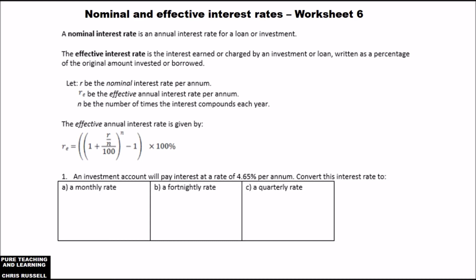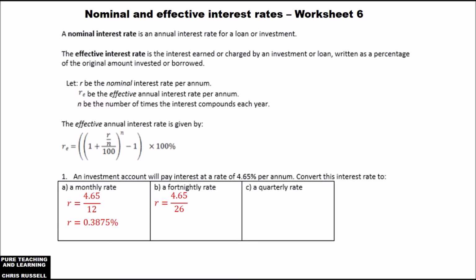An investment account will pay interest at a rate of 4.65% per annum, and we're going to convert this interest rate to the following: monthly rate, fortnightly rate, and quarterly rate. So what we're going to do is simply go R equals the interest rate divided by how many times is that being compounded per year. So because there are 12 months in a year, we do 4.65 divided by 12. Therefore we get 0.3875% per month.